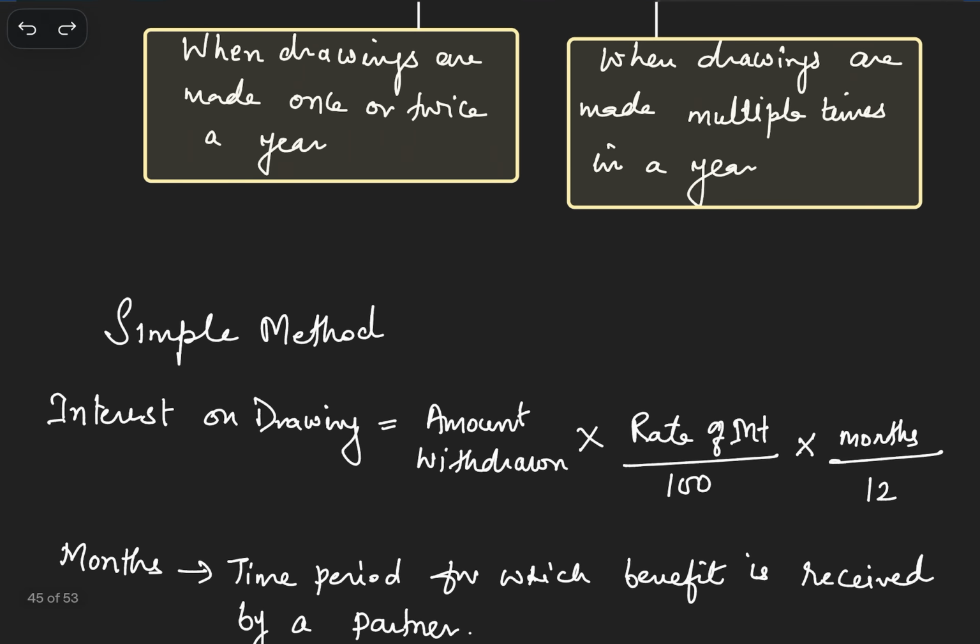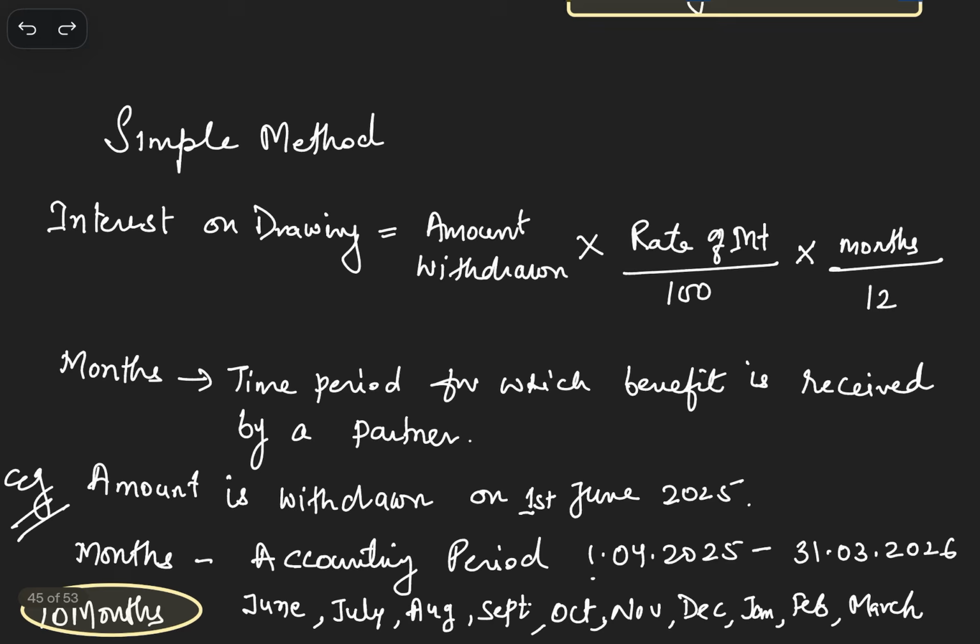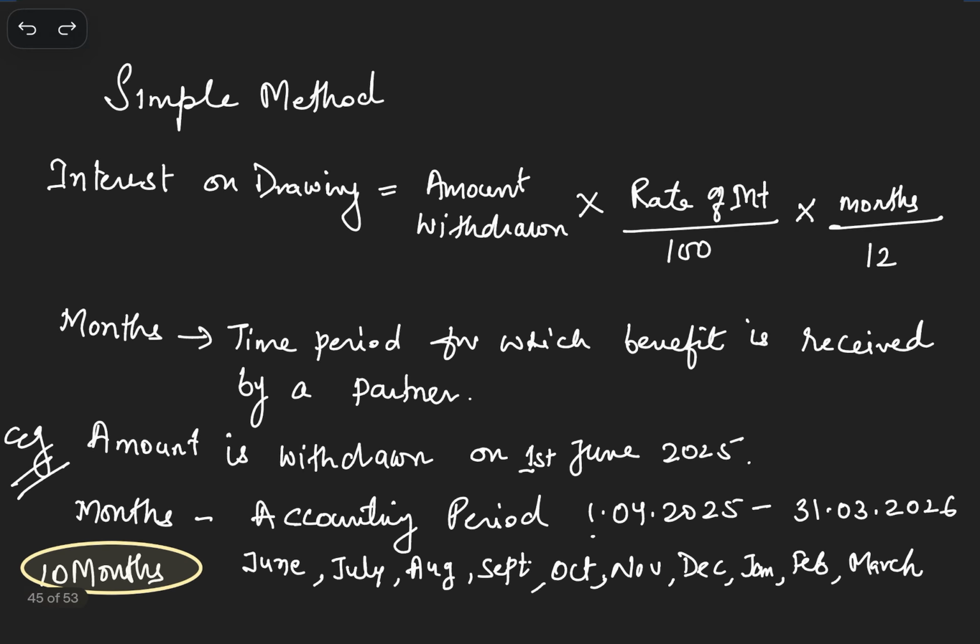In the simple method, interest on drawing is calculated as amount withdrawn multiplied by rate of interest divided by 100, multiplied by months divided by 12. Here months means the time period for which benefit is received by a partner. To understand it better, let us understand with the help of an example.